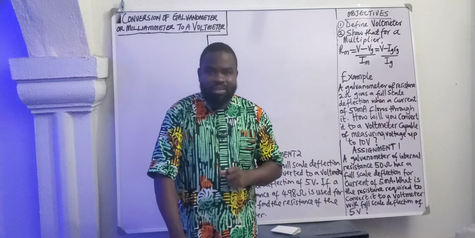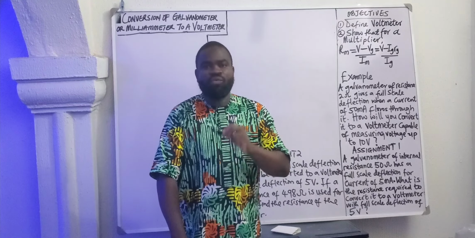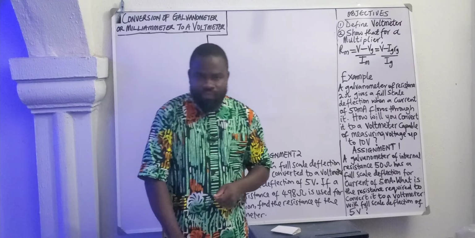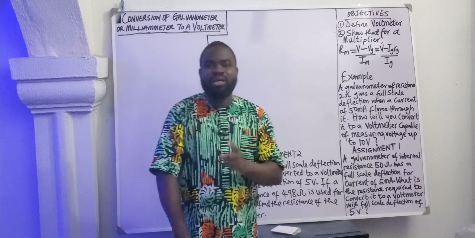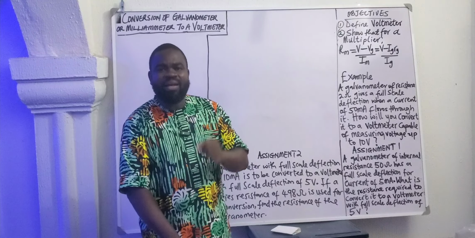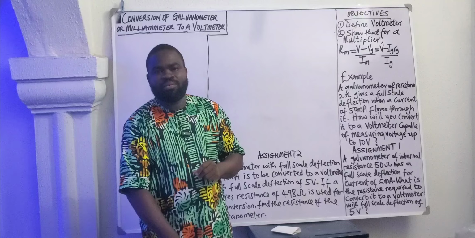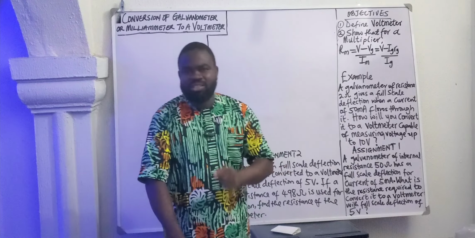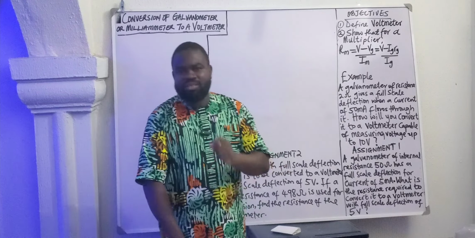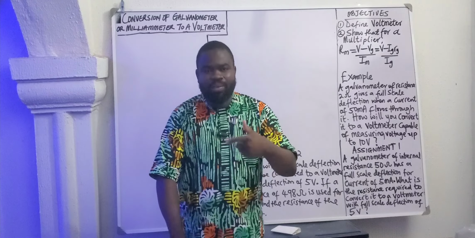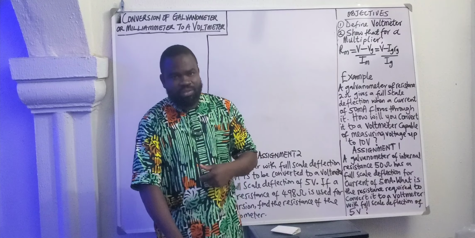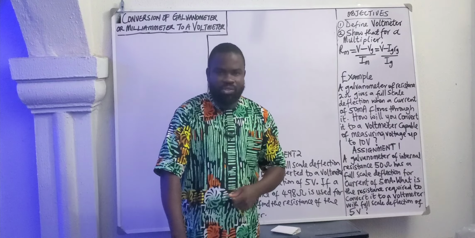So, a voltmeter is an instrument used for measuring potential difference, PD, or EMF. Now, the voltmeter is a high resistance device. In fact, an idealized voltmeter has very large resistance or infinite resistance. And this voltmeter is normally connected in parallel across the component whose potential difference is to be measured.